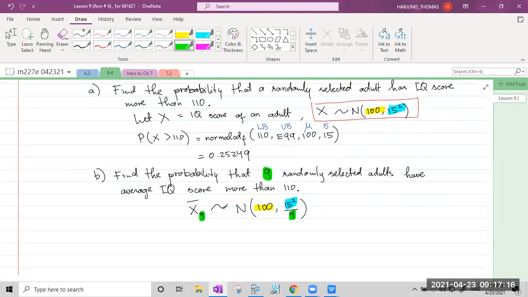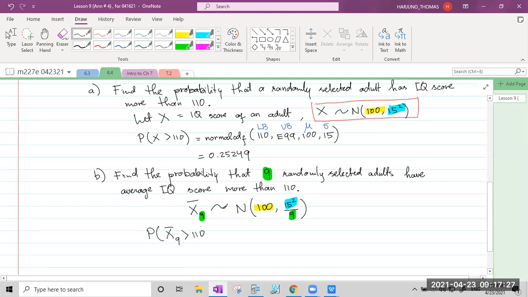Now, therefore, from here, we can compute further. Then what is the probability that the sample mean of 9 adults will be greater than 110? That is normally distributed, so we will compute that using normal CDF. The lower bound is 110. The upper bound is E99, which is infinity. The mean is 100. The standard deviation is 15 over square root of 9.